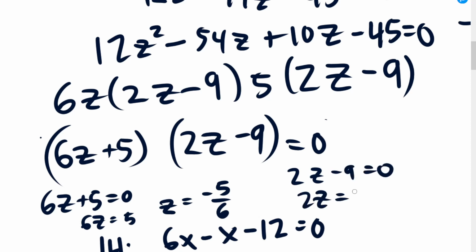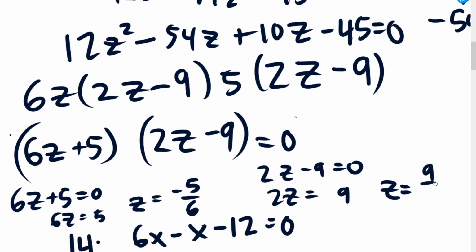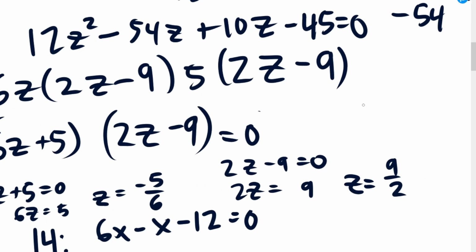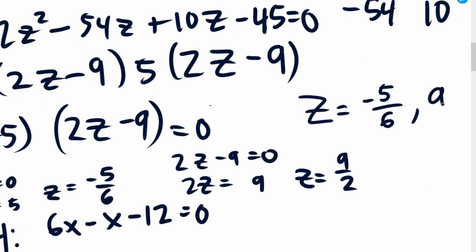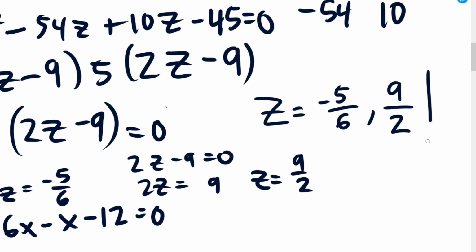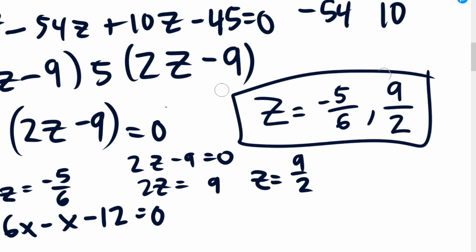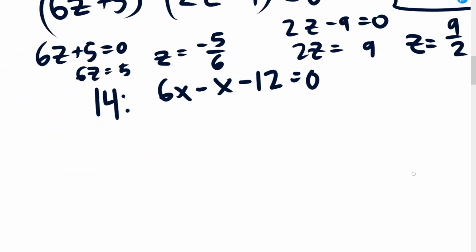2z equals positive 9, and then z is equal to positive 9 halves. So our answers for this problem are going to be z is equal to negative 5 over 6, or 9 halves. And that would be your answer. You're basically factoring, and then there's one extra step where you're solving for 0. You set the equation equal to 0.